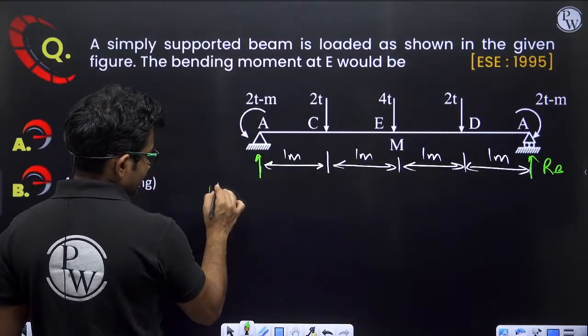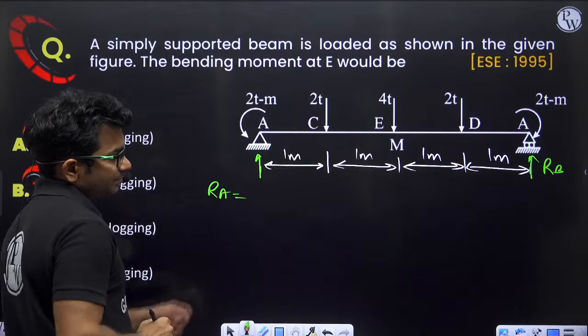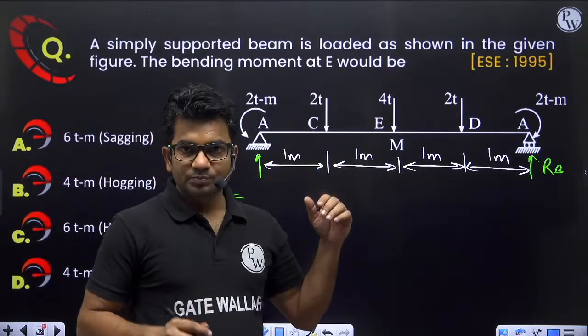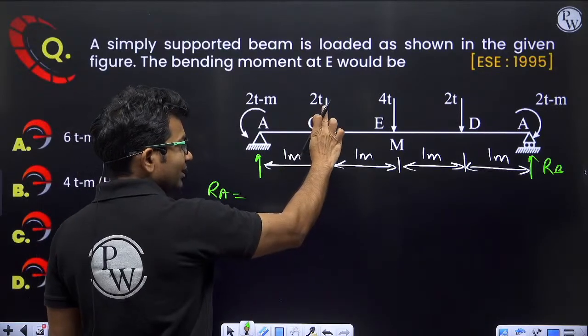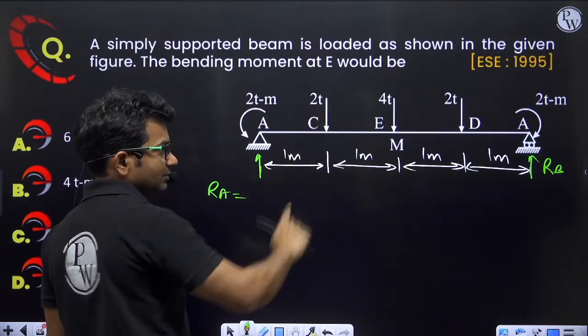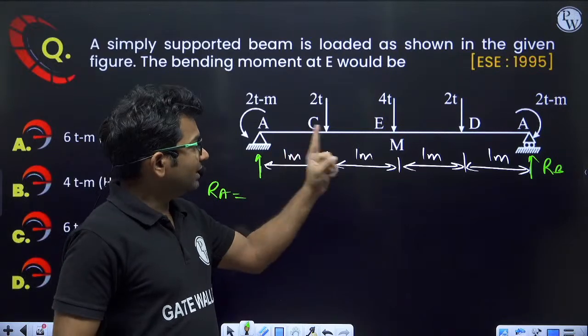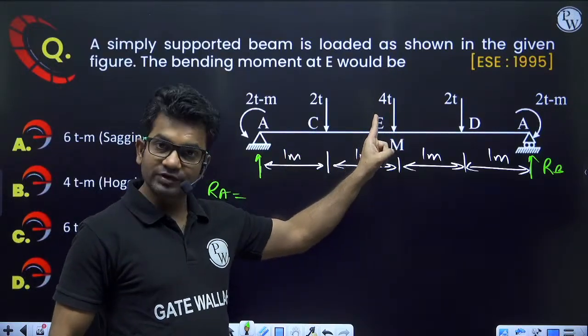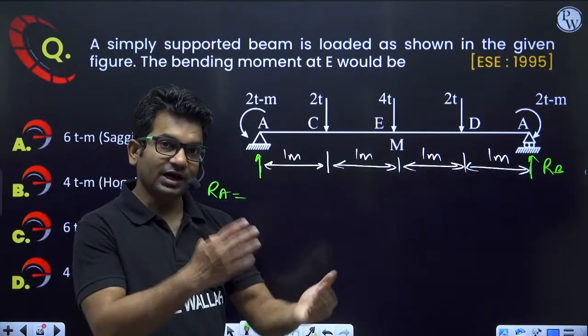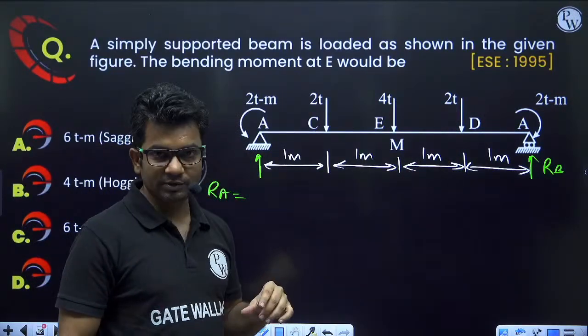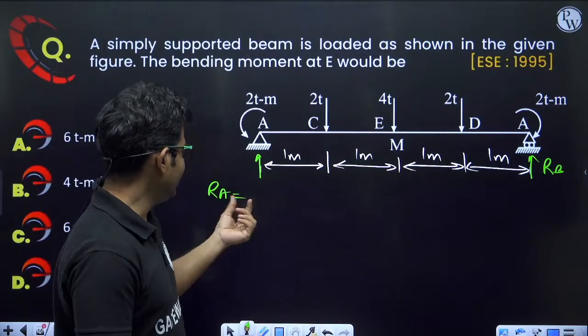So RA, support reaction RA will be, see, force into opposite length by total length. If I calculate RA because of this 2 ton alone, then I calculate RA because of this 4 ton alone, and then because of this 2 ton alone, and then I will add all of them. So this is the principle of superposition. By this I can find the value of RA.